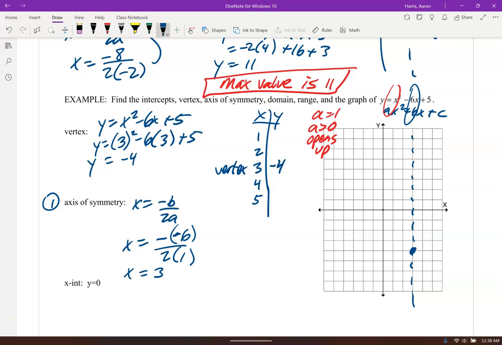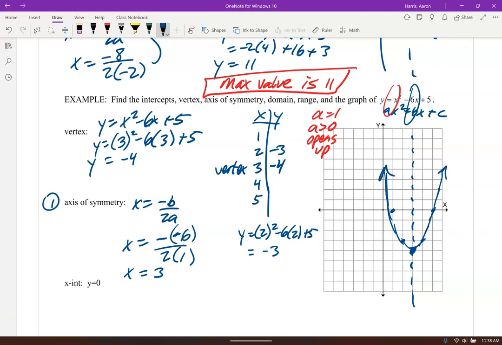If I plug 2 in, I'd write them all out one by one. 4 minus 12, negative 8 plus 5, negative 3. So for 2, I get negative 3. For 1, I would get 0, and I could plug in the other side. It's going to mirror it because it's an exact distance away. And you're going to see that this opens up here. So you can kind of have the graph from there.